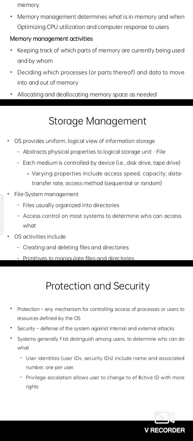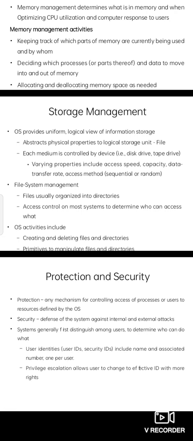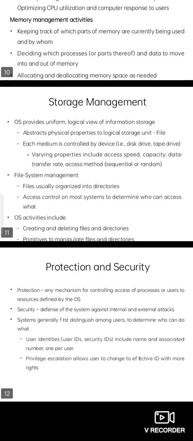Then finally, the operating system will maintain the protection and security. Protection means any mechanism for controlling access of processes or users to resources defined by the OS. So using the OS, we can deny the access to a particular process. Whenever we are downloading some application on our mobile, we give access to the phone or camera only whenever we are using this particular application. Otherwise, we should not give that. Then security: defense of the system against internal and external attacks will also be handled by our OS.